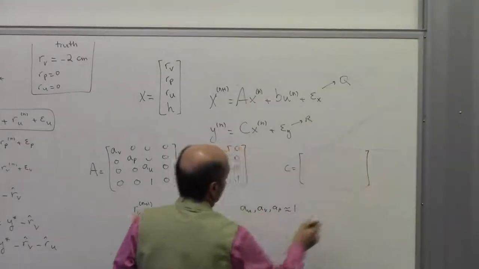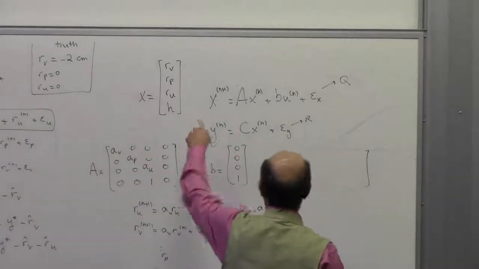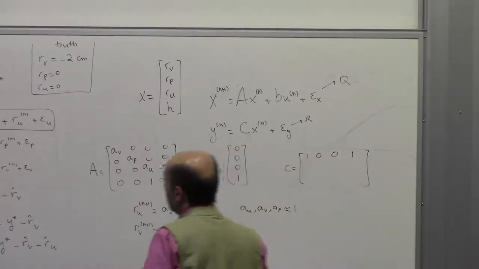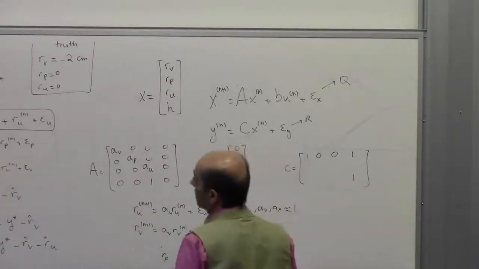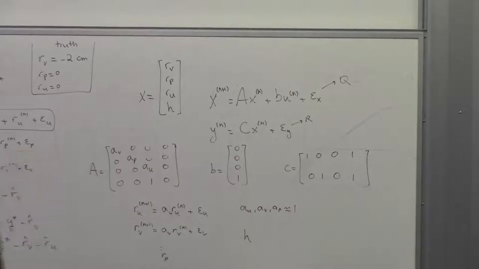So C is going to be a 2x4. Let's see, what are the things that we can observe? So we can observe YV and YP. What does YV depend on? YV depends on H and RV. So RV is my first term, 0, 0, 1. And then YP is this term here, depends on H, and it depends on RP. So that's my model.